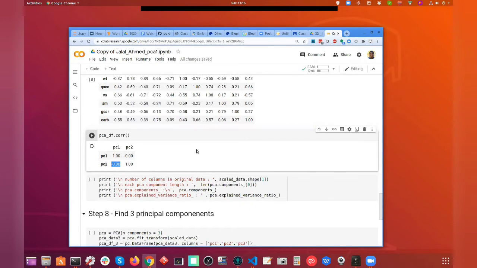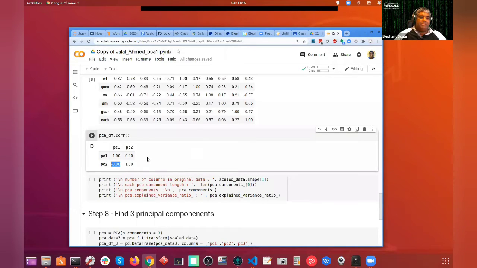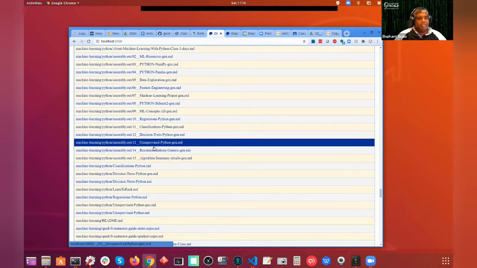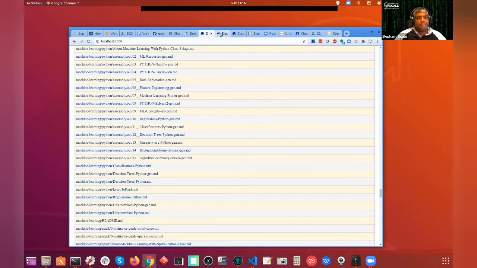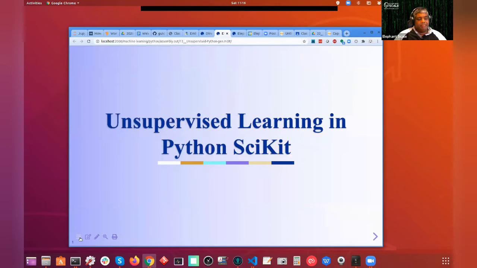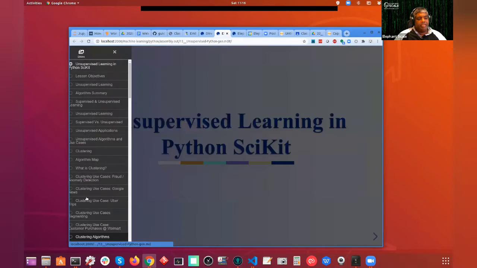They are orthogonal. That's right. Exactly. Remember, the whole point of PCA is this. Let me bring up the slide here. When you draw your PCA axis, how do we do it?